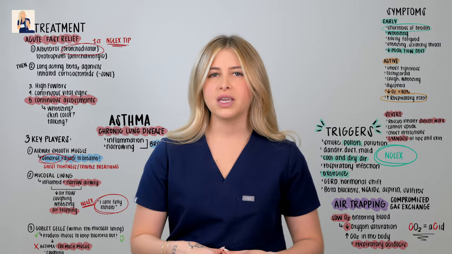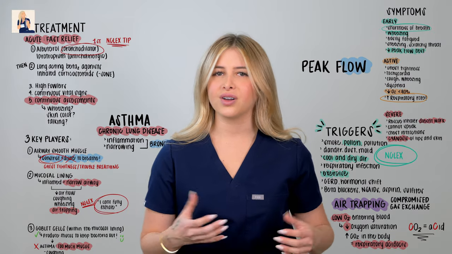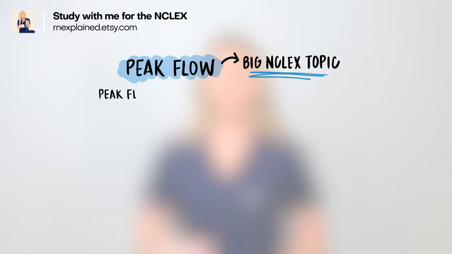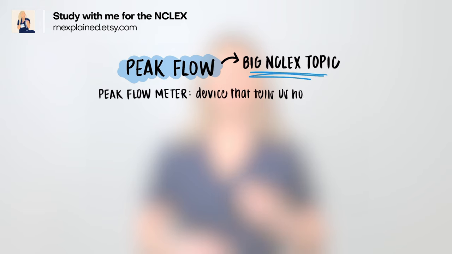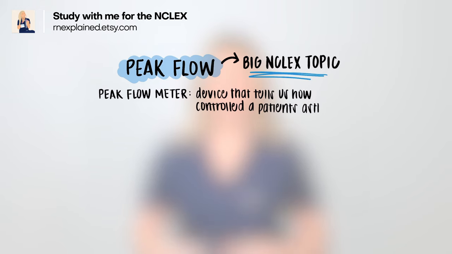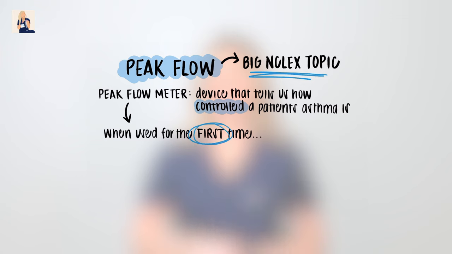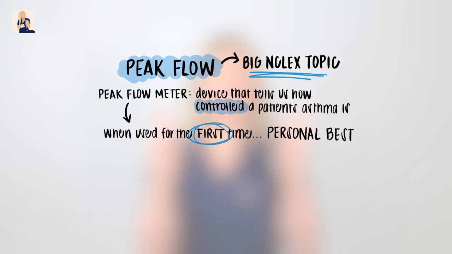Now let's go over peak flow best, because that will be another nursing consideration to assess if our patient is responding to treatment. And this just might pop up on the NCLEX. A peak flow meter is a device that will show how controlled a patient's asthma is and if it's getting worse or better. When a patient uses a peak flow meter for the very first time, they need to establish what we call a personal best.